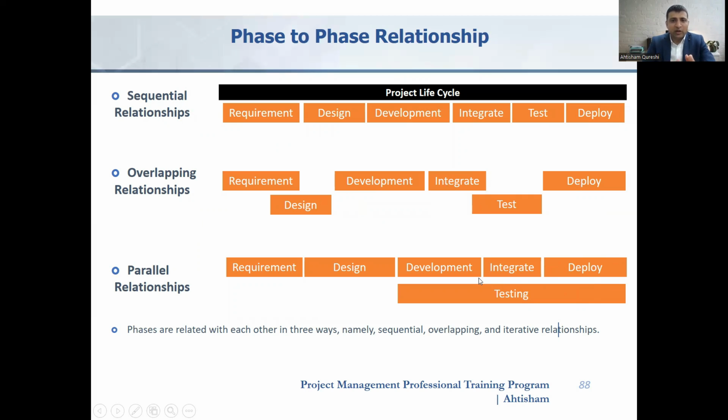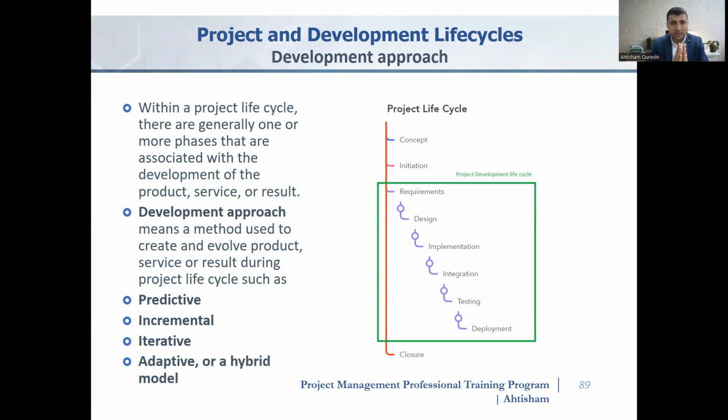So these phases in the project are unique to the kind of industry they are in. Their names are unique to the kind of industry they are in. The phase-to-phase relationship can be sequential, overlapping, or parallel. Okay, so this is important. And then, as I said, during the project life cycle there is a phase called implementation, where the work is being done. That phase itself is called the project development life cycle, and in that project development life cycle we have various styles, various ways to do the project development. We can go the predictive way, the incremental way, the iterative way, or the hybrid or agile way.